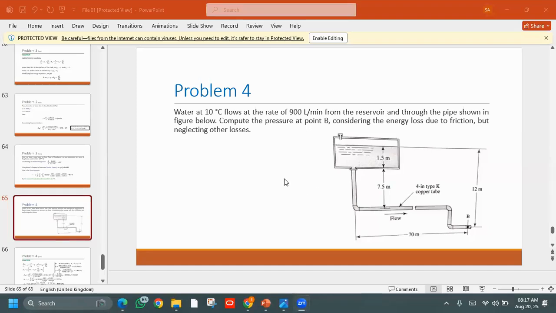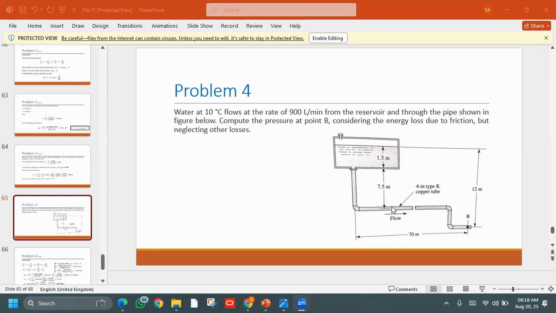Let's move to problem number 4, which is again related to the pressure difference. We need to find out the pressure at point A. From the figure, we can see that we have an overhead water storage tank, which is connected with a pipe from point A to point B. The top of the tank is over here, and the height of the water in the tank is 1.5 meters. From the bottom of the tank to the center line of the pipe, the height is 7.5.